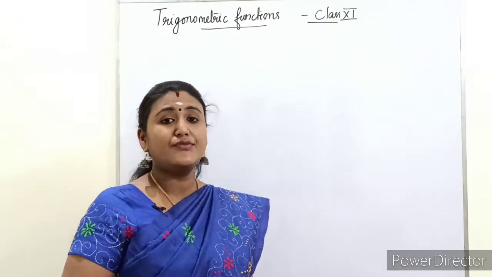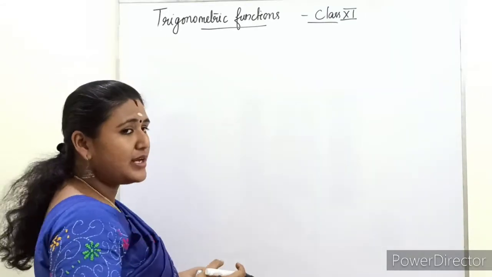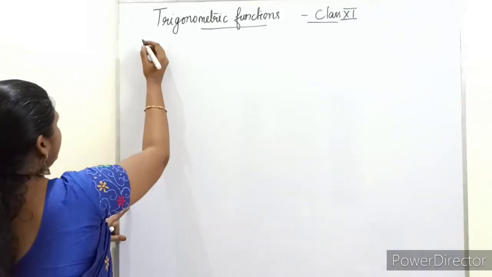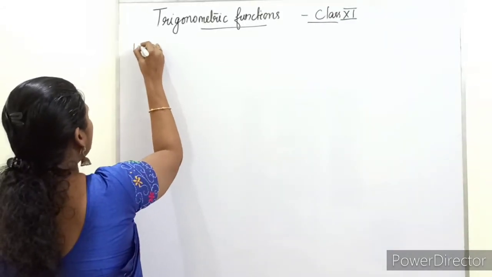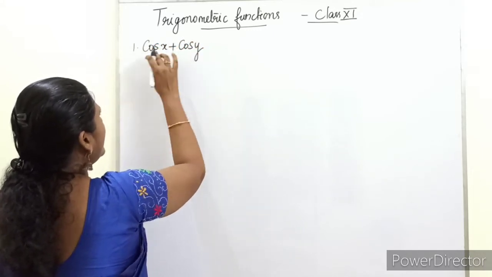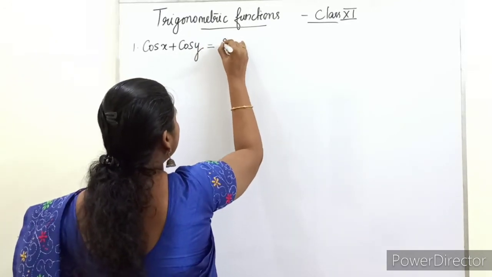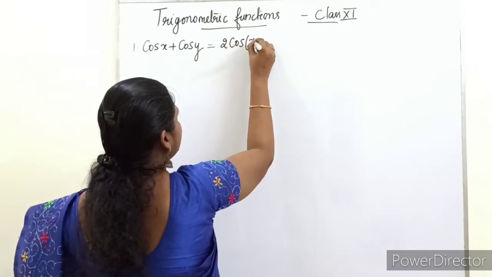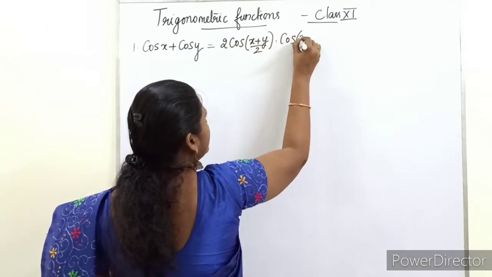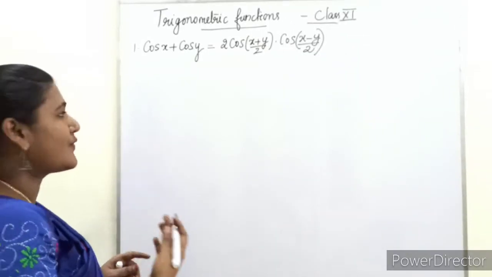We are going to learn 4 important formulas. So these formulas are very important. Throughout many questions we will be using these formulas. Okay, so we will see what the formulas are. First one, cos x plus cos y. What is the formula for cos x plus cos y? The answer is 2 cos (x plus y) by 2 into cos (x minus y) by 2. So no other go, you have to learn all these 4 formulas by heart.